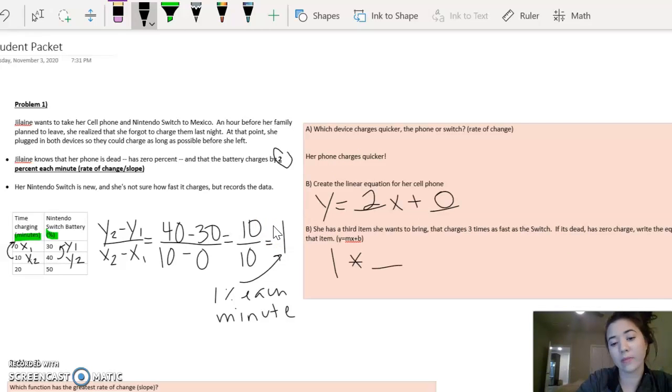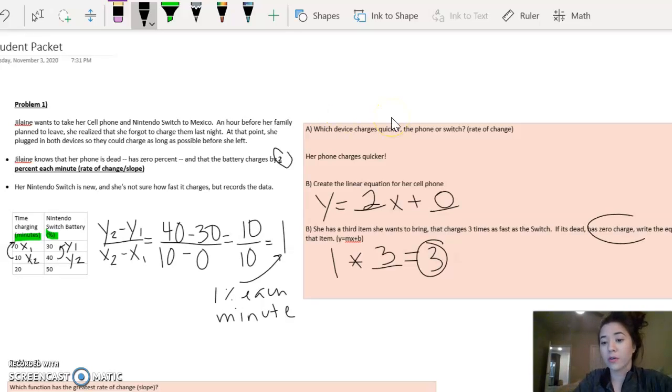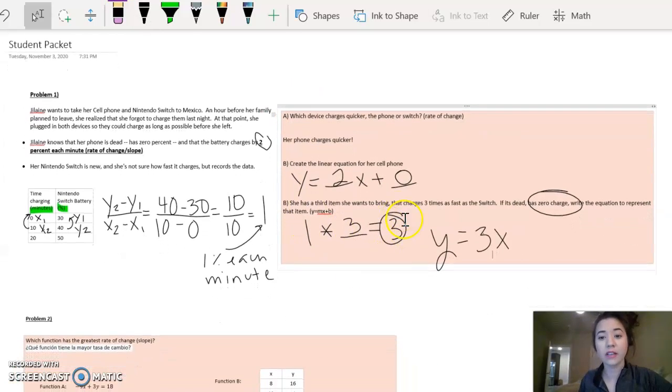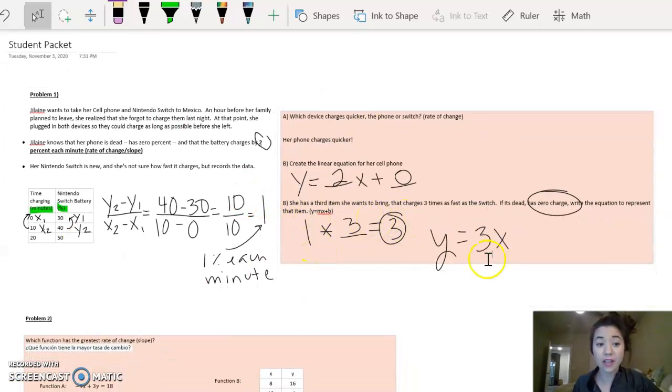So if it's 3 times as fast, we can multiply it by 3. So that means this new item charges at 3% each minute. So now we have its slope, and then we also already have its y-intercept, its starting value. It's starting with 0. So go ahead and write the equation for this new item. So we have a slope of 3x, and then again you can say plus 0 or just leave it as 3x. Great.